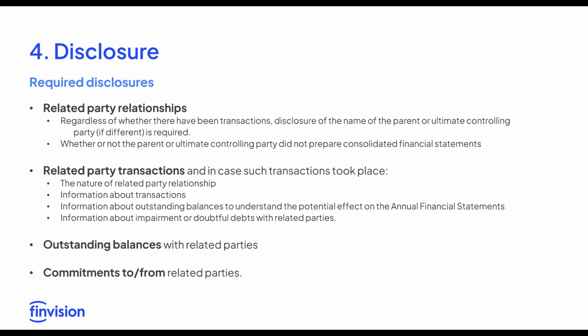A third category would be the outstanding balances with those related parties. And last but not least, commitments you gave to related parties or commitments you received from related parties. So quite extensive disclosure requirements. Obviously, in reality, it's not always the case that all of them are in place. Later on, we'll go through a number of examples, but if any of those are in place, you should disclose them in your financial statements in the note regarding the related parties.